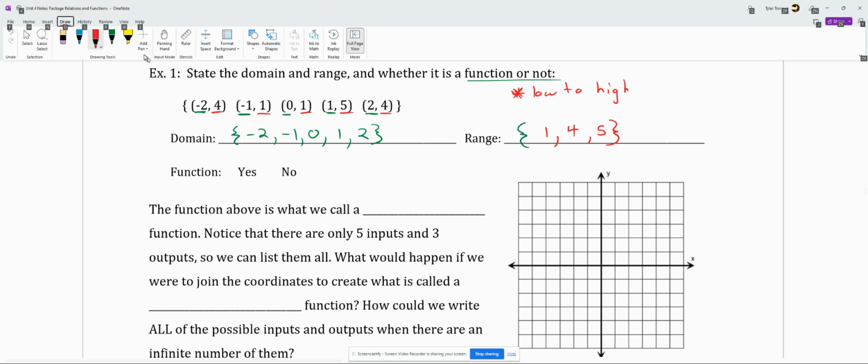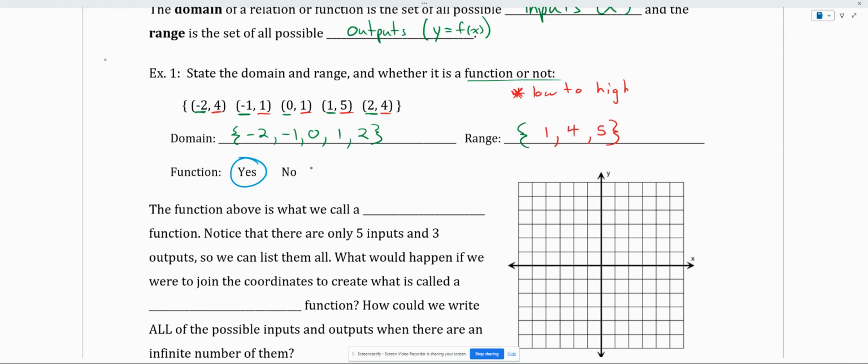Okay, now, is it a function? Well, let's take a look. We look at all of our inputs, and none of our inputs repeat. So there's definitely not going to be two different outputs for one input. So this is yes, we do have a function.